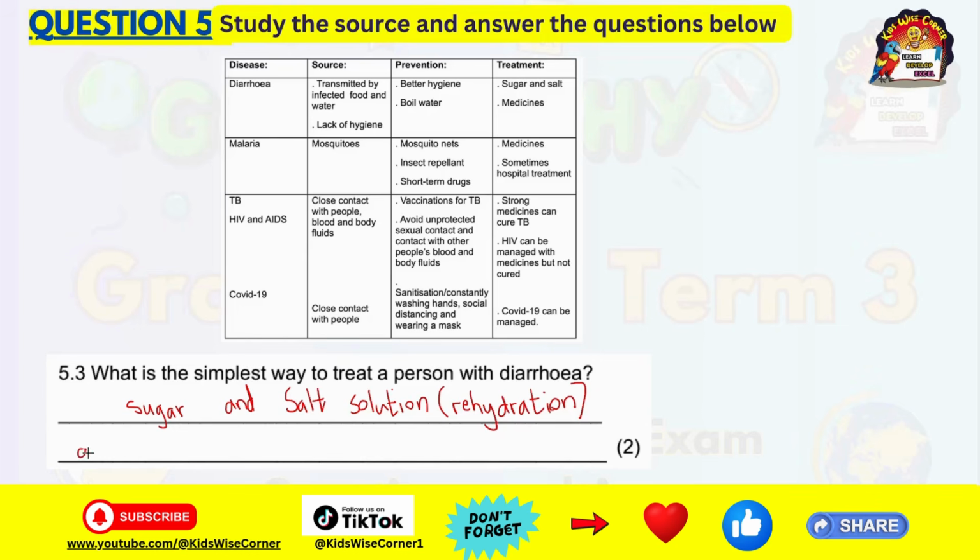And drinking boiled clean water. Take note of the marks. If it says 2 marks, then you give 2 points. If it says 1 mark, you give 1 point. So what is the simplest way to treat a person with diarrhea? A sugar and salt solution and drinking boiled clean water.